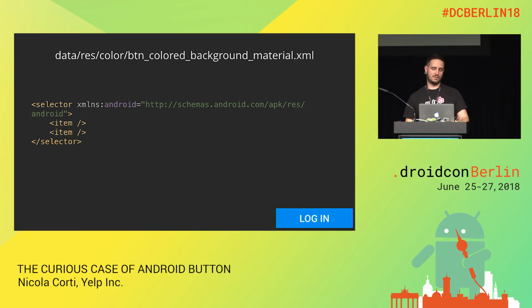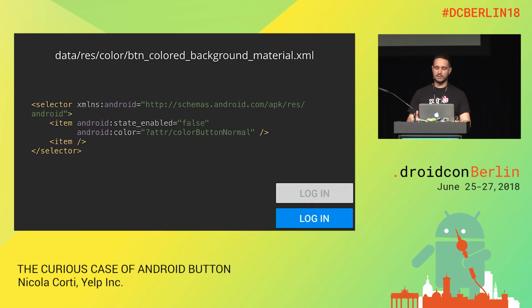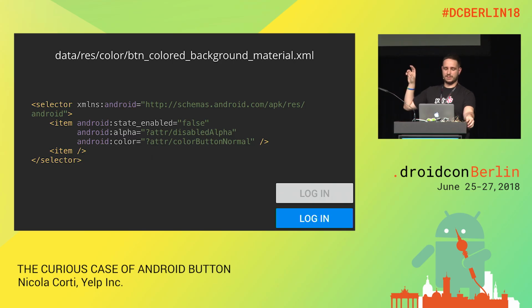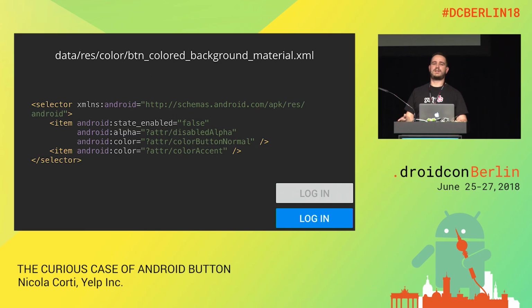In this case, we have 2 items. The first one is the one that will be picked when the state enabled is set to false, and the other one is the general. In the first one, we have the color set to color button normal, and we have an alpha. So we are watching the one that is state enabled false, so when the button is disabled, and we want to achieve something like that, so gray with gray text, and we are applying this alpha on top. This is also what is causing this gray effect to the text. In the general one, so the color that will be picked for every state that is not picked by the first one, we set the color to color accent. In this case, blue. But, I mean, your color accent.